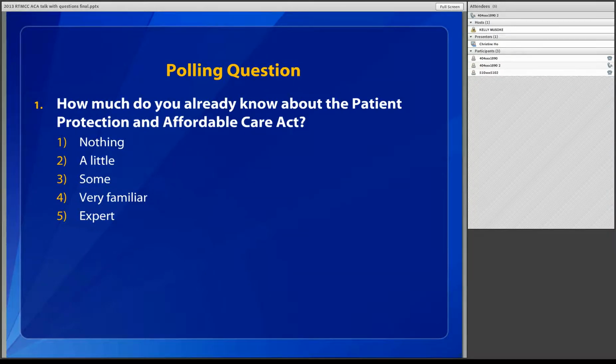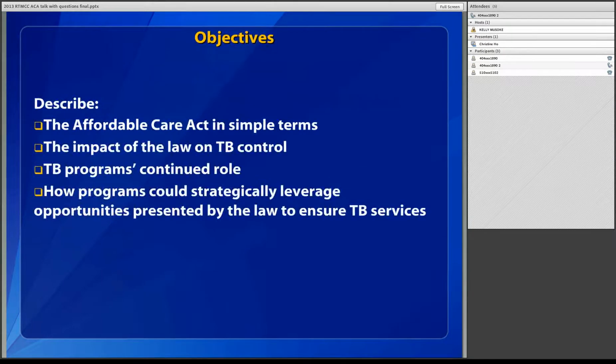And what I see is about 13% of you said that you know nothing about the Affordable Care Act, 37% a little, 33% said they know something, 6% said that they were very familiar, and 0% said that they were expert. Well, I'm also not an expert on the Affordable Care Act. It is a very complex piece of legislation, but what I'll do today is try to describe this to you in a way that is understandable.